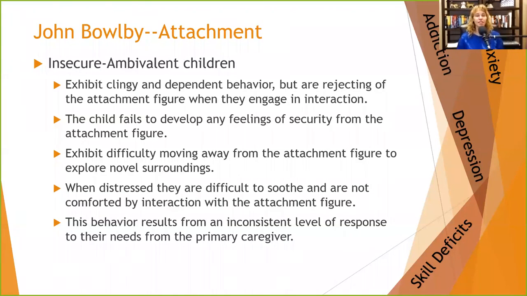Insecure and ambivalent children exhibit clingy and dependent behavior, but are rejecting of the attachment figure when they engage in interaction. A lot of times these insecure, ambivalent children have parents that tend to be more anxious, and so they feel very, very anxious all the time. They cling to the parent, they cling to the caregiver, because they're hoping for protection.